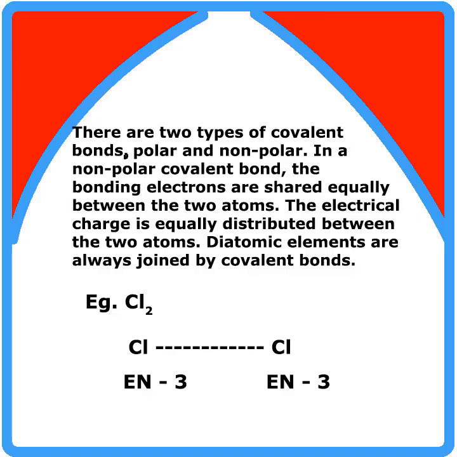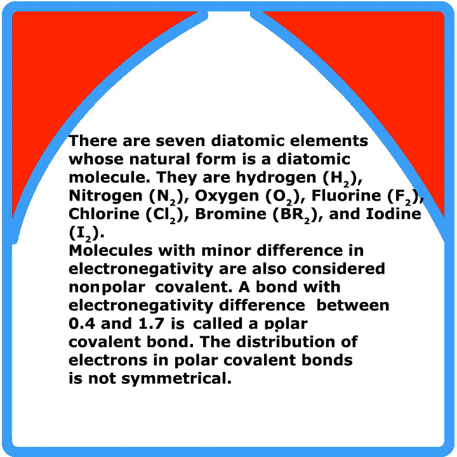In a nonpolar covalent bond, the bonding electrons are shared equally between the two atoms. The electrical charge is equally distributed between the two atoms. Diatomic elements are always joined by covalent bonds. There are 7 diatomic elements whose natural form is a diatomic molecule. They are hydrogen, H2, nitrogen, N2, oxygen, O2, fluorine, F2, chlorine, Cl2, bromine, Br2, and iodine, I2.